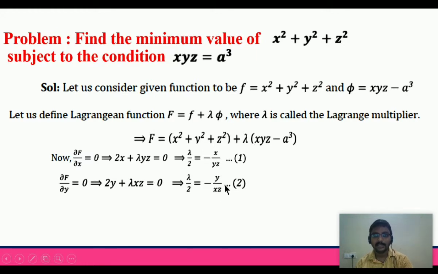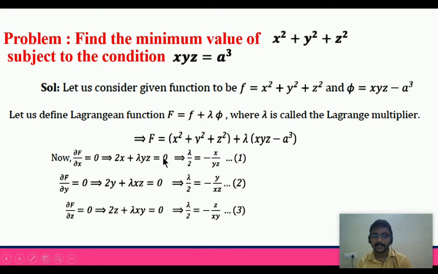Now again differentiating f partially with respect to z, keeping x and y as constant, x² derivative is 0, y² derivative is 0, z² derivative is 2z, plus λ into xyz derivative is xy, and negative a³ derivative is 0, which is equated to 0. This gives the value of λ/2, that is λ/2 value is negative z by xy. Let it be equation 3.